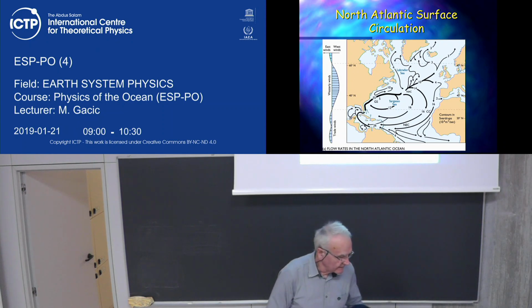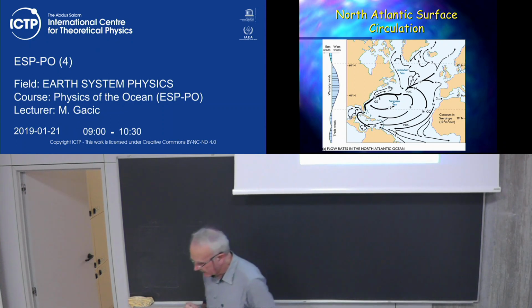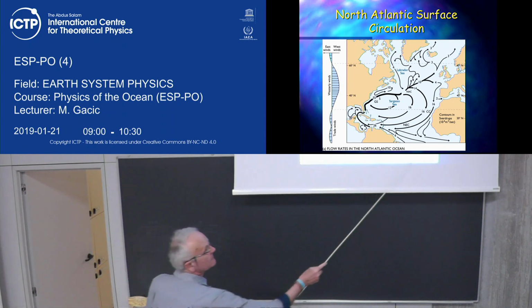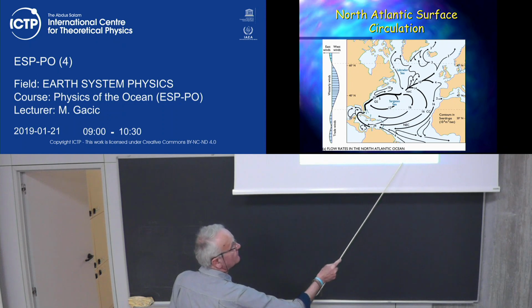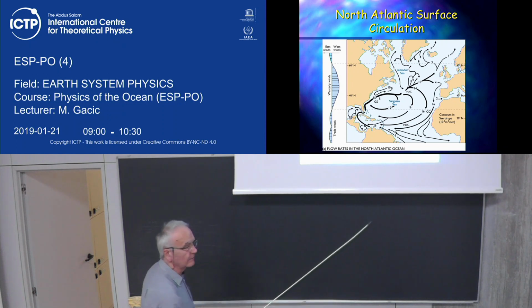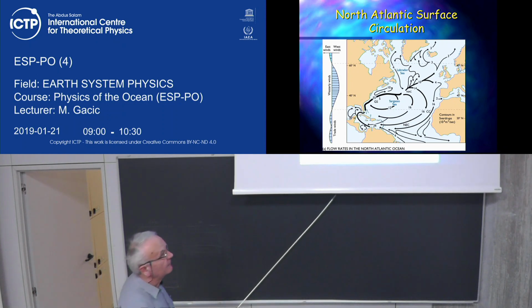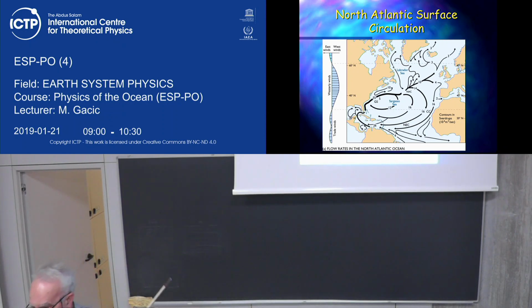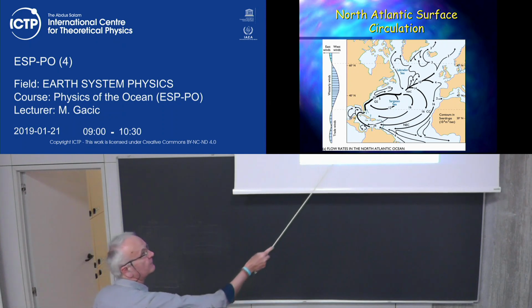And this is again the figure I showed you, the North Atlantic Ocean circulation. Again, this is the two-dimensional picture which shows the transport in million cubic meters per second. We call it a Sverdrup in oceanography. A Sverdrup is 10 to the 6 cubic meters per second, and you can see all these numbers.